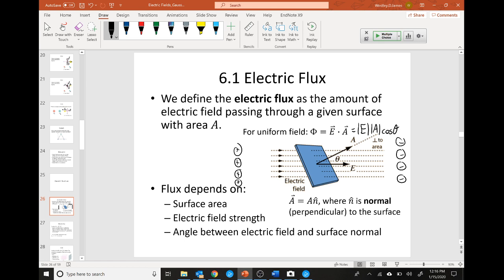Yep. How do you figure out the direction of the field? That'll be given to you in the problem.